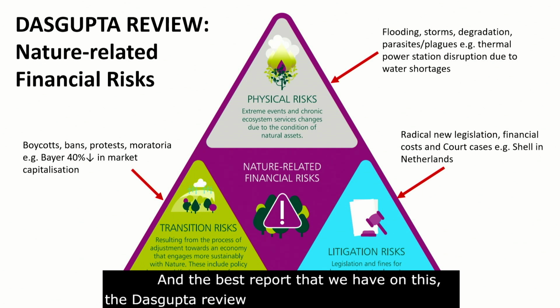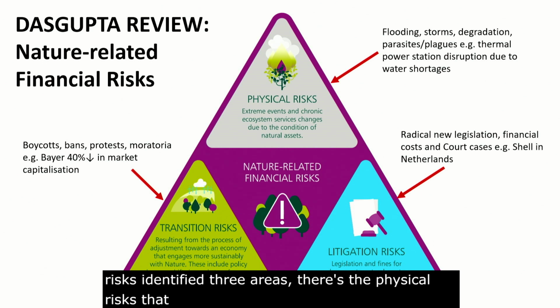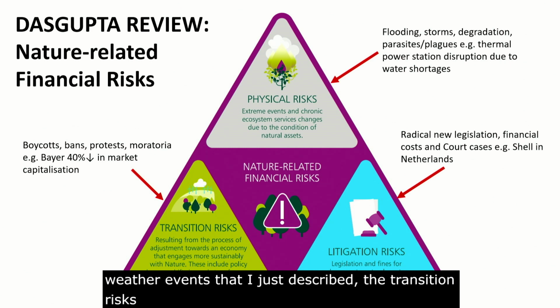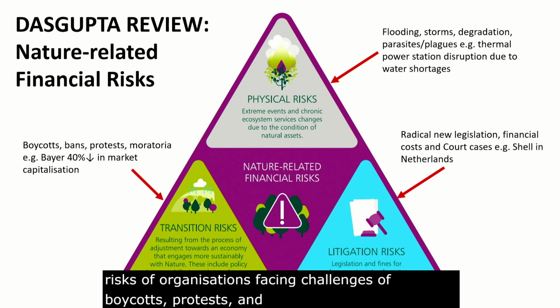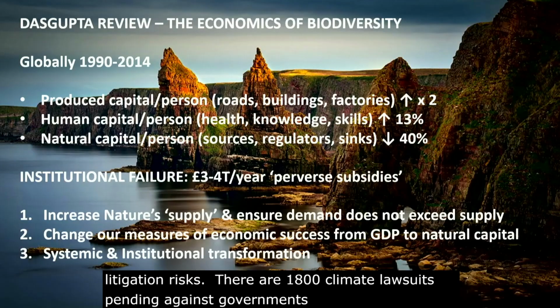There's the physical risks, which come from the storms and extreme weather events I just described. There's the transition risks of organisations facing challenges of boycotts, protests, and moratoria. And then there's also the litigation risks. There are now 1,800 climate lawsuits pending against governments and businesses globally. So this is now becoming a legal battle.